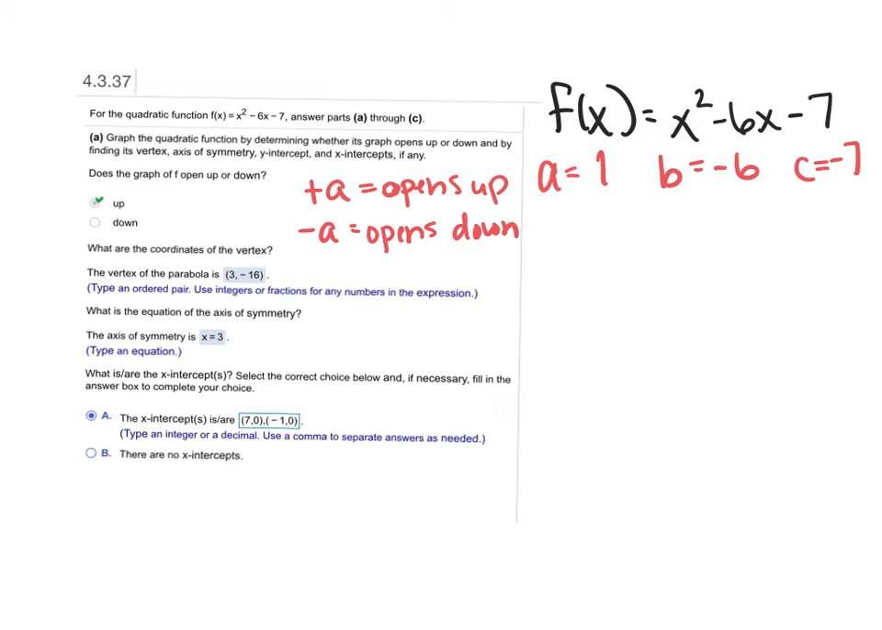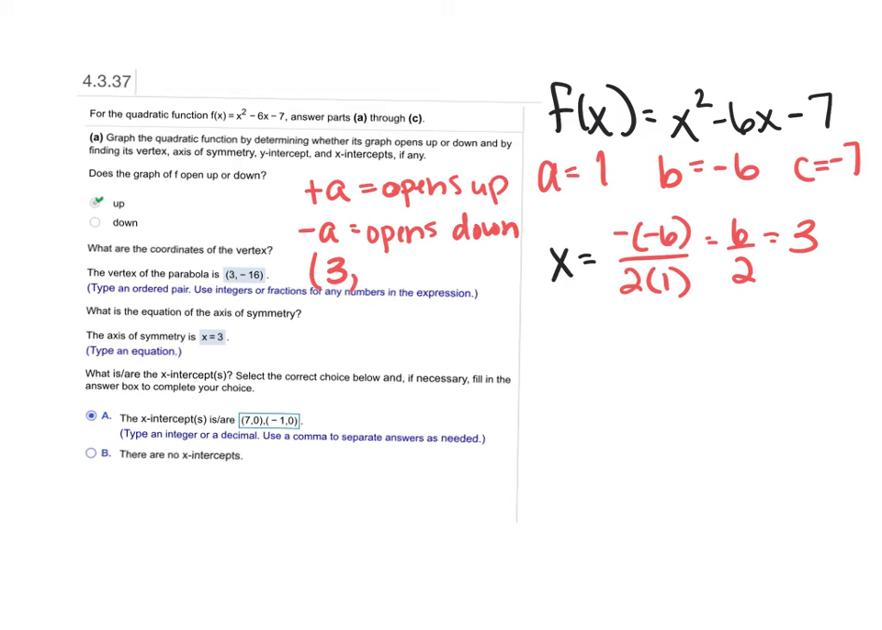To find the vertex, the first thing we're going to do is find the x-coordinate of the vertex. So all I do is I use the function x is equal to negative b, so that's a negative 6, over 2 times a, which is 1. So negative times the negative is positive, so that's 6 over 2. 6 over 2 is just 3. So the x-coordinate of the vertex is 3.